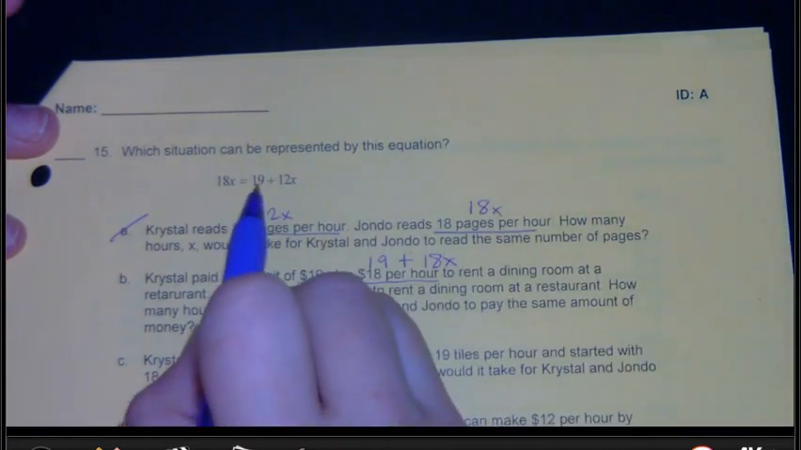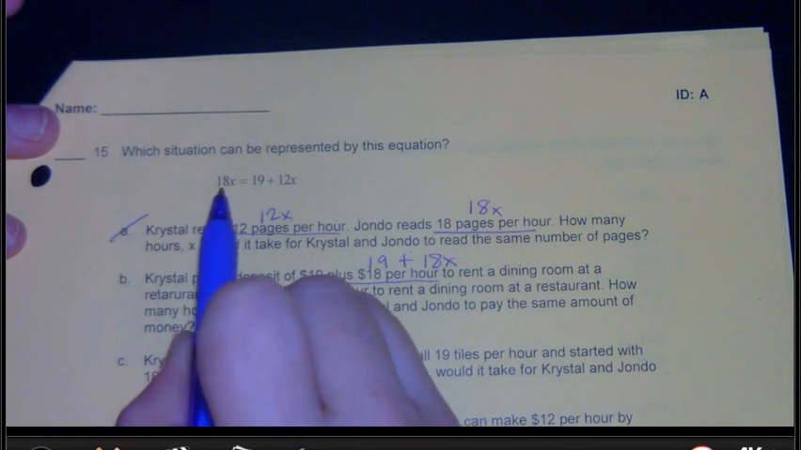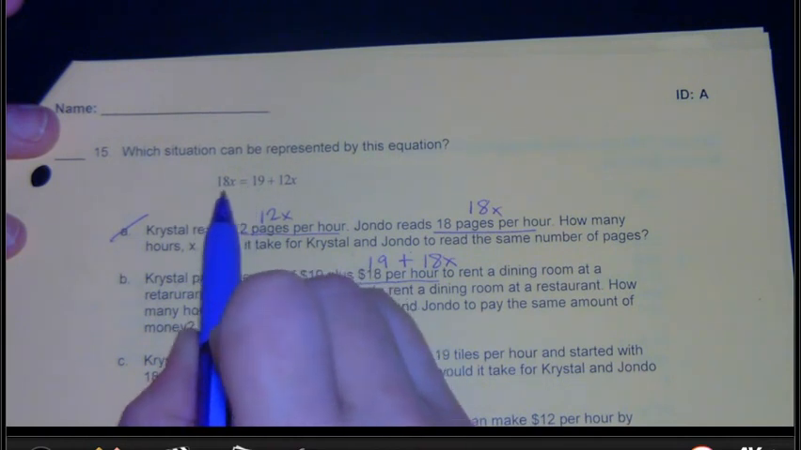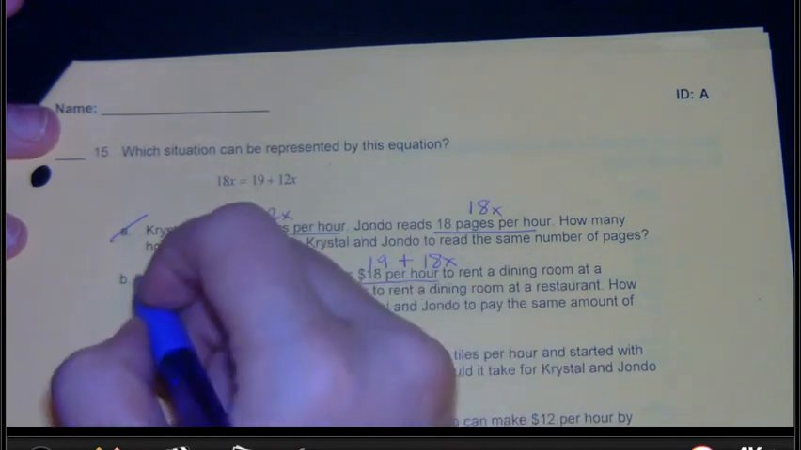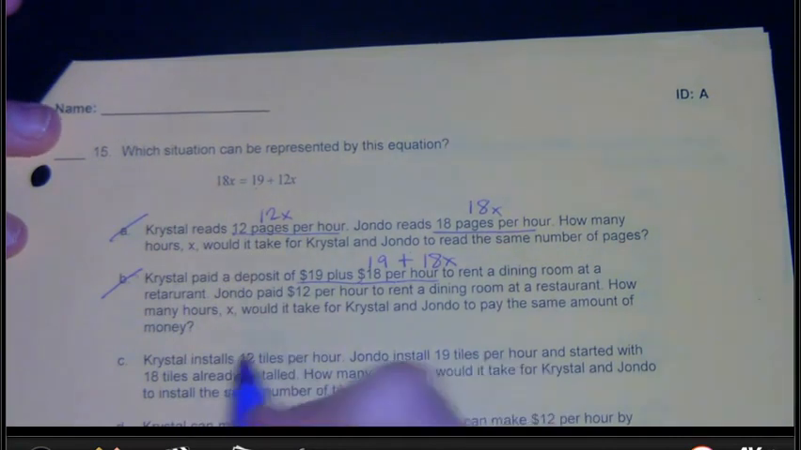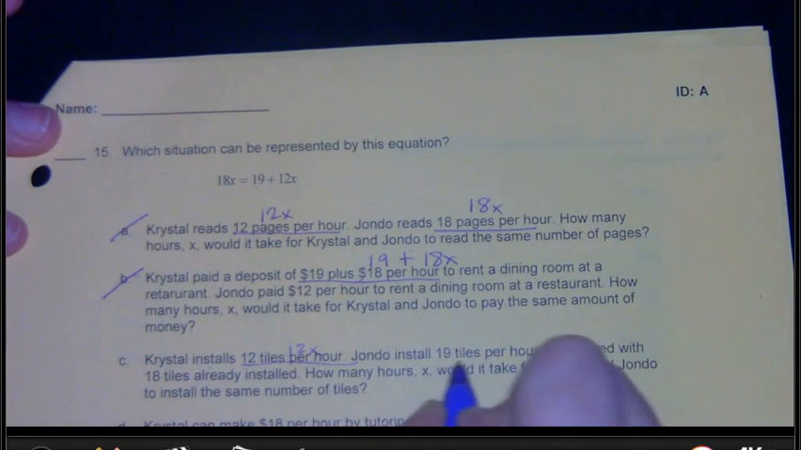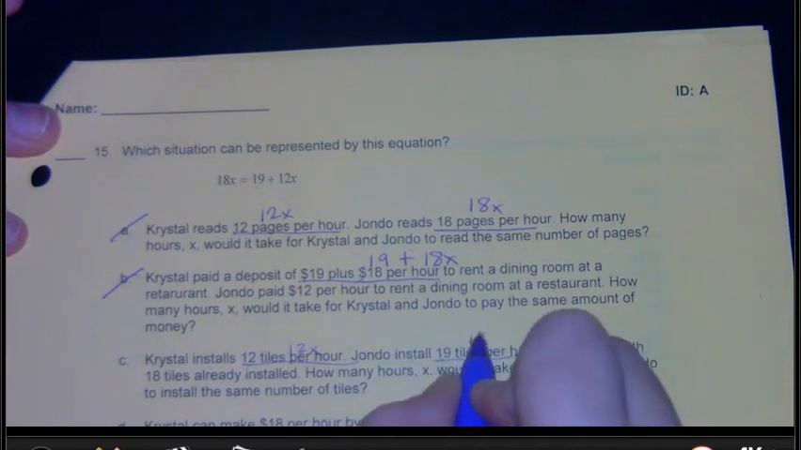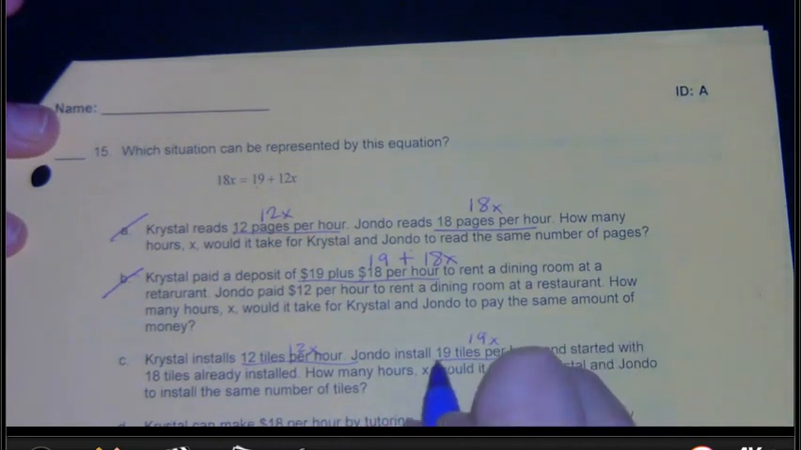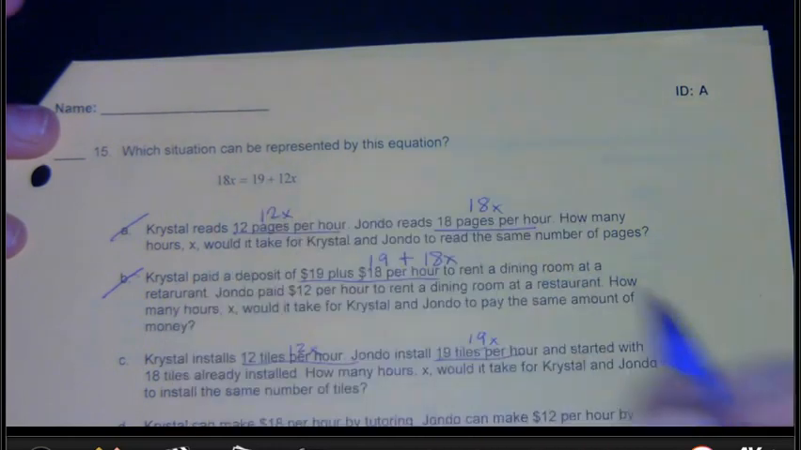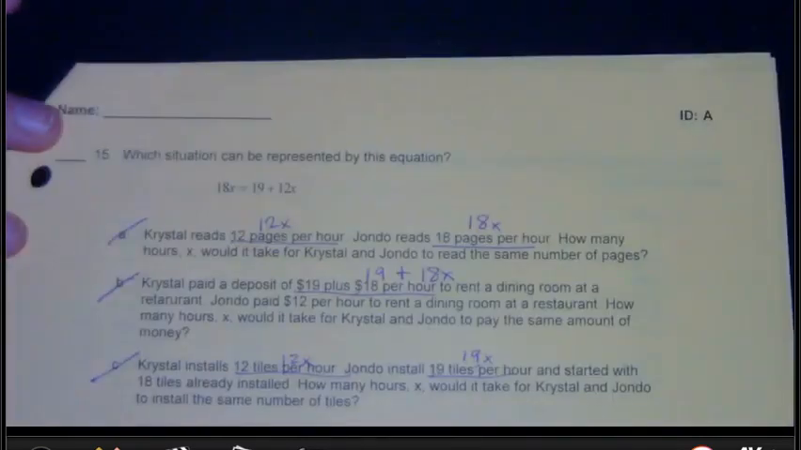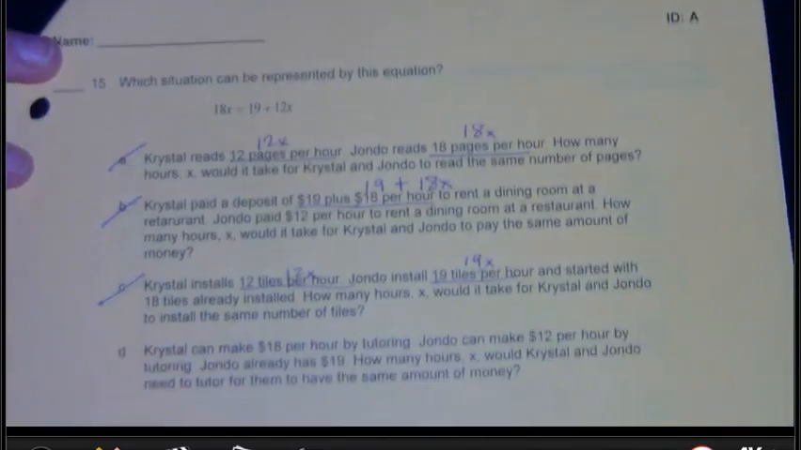Well, here's my first issue. 19 is on one side of my equal sign. 18x is on a different side, so they're not together, even though this problem says they are. So B is not true. All right, Crystal installs 12 tiles per hour, so 12x. John Doe installs 19 tiles per hour, so 19x. All right, so here's my other issue. I've got 19x. Well, 19 is a whole number. It's not being changed at all, so that one is gone.